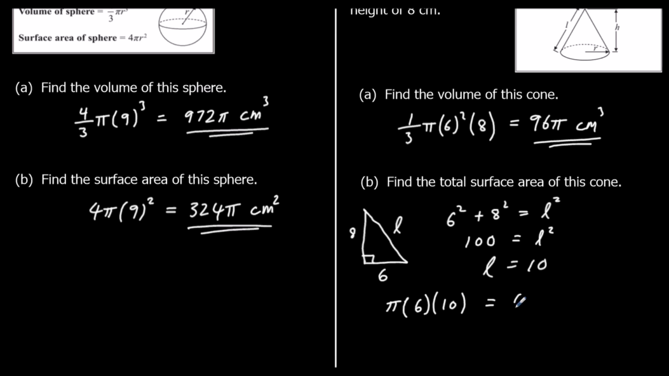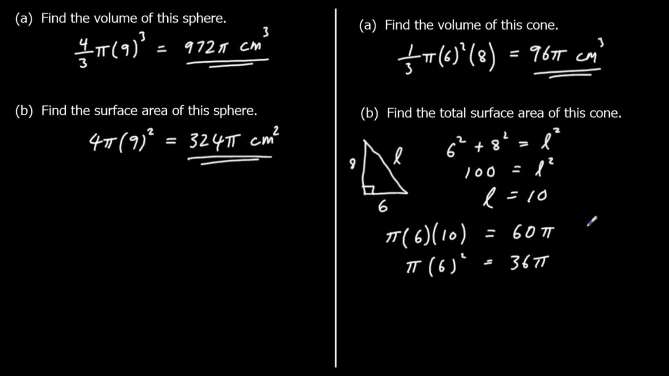So pi times r, which is 6, times L, which is 10. So 6 tens are 60, so that's 60 pi for the curved surface area, plus the area of the circle, which is pi times the radius squared. 6 squared is 36, so 36 pi. This is the curved surface area. This is the circle. So the total surface area is 60 pi plus 36 pi, which is 96 pi. And it's in centimeters squared because it's an area.